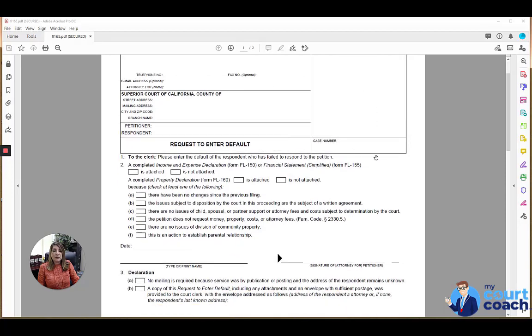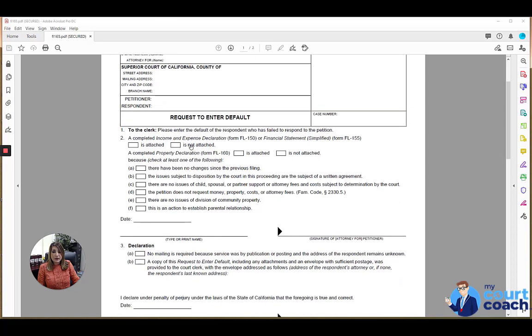You would use this form if you have served the other party with a petition and summons and it's been more than 30 days and they have not filed a response. If you want to request that party's default, then this form would be required. So at the very top, it tells the clerk to please enter the default of the respondent who has failed to respond to the petition.